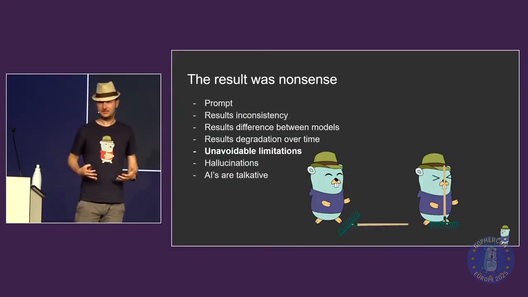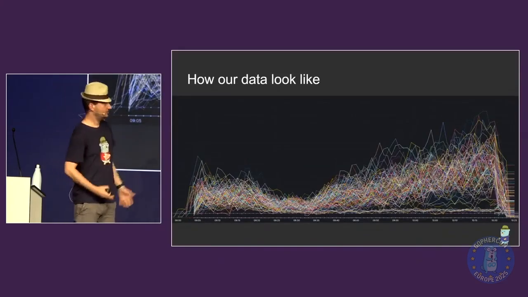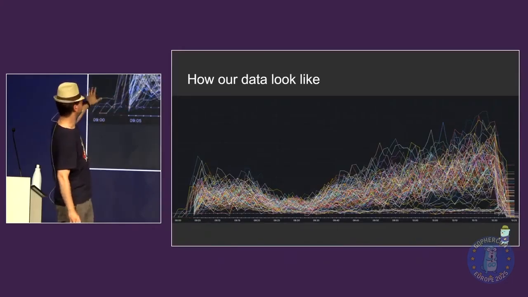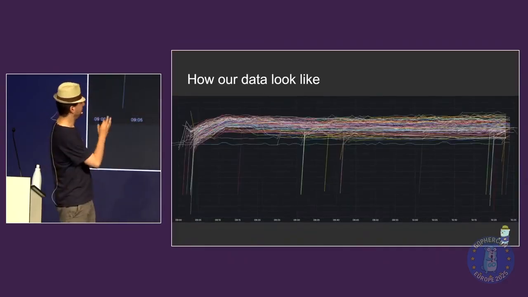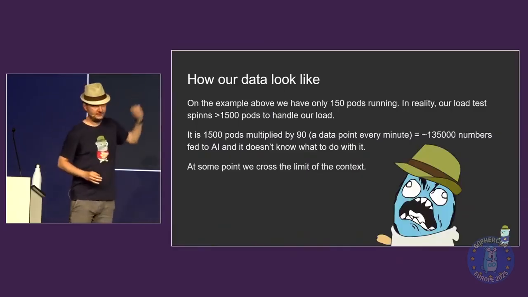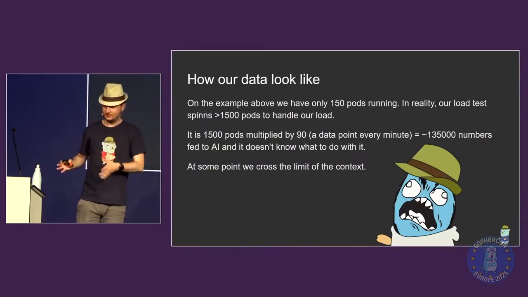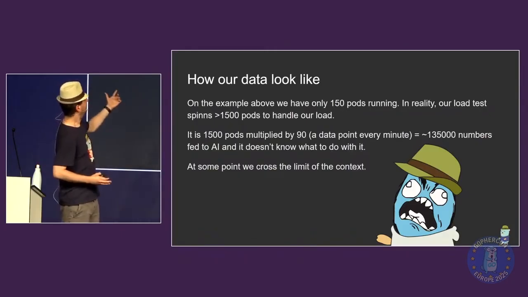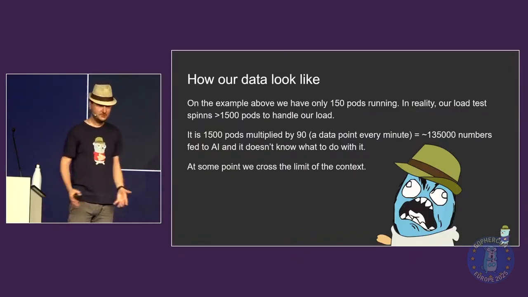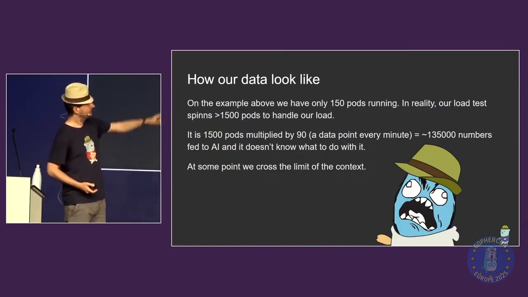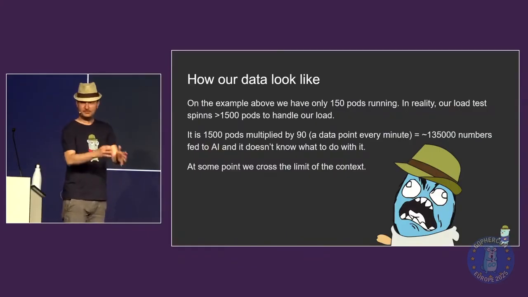So just to understand how our data looks, this is a load test, I'm not sure if this is memory or CPU. And this example is only for 150 pods. But with our scale, with our load of 11 million orders per day, our load test should run more than 1,050 pods. So you can imagine the amount of numbers you need to put into AI. I calculated, it is 135,000. But the problem is not numbers.